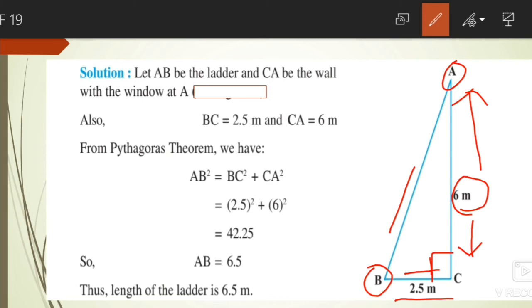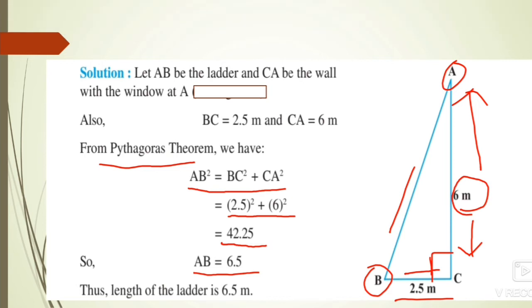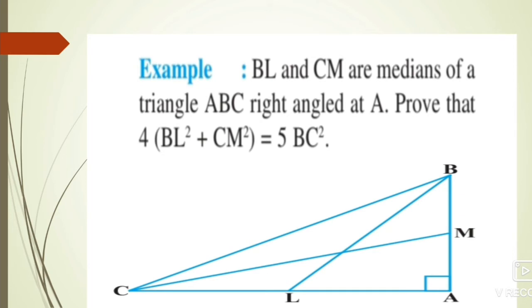So you can easily use Pythagoras theorem, and you will get AB square is equal to BC square plus CA square. In BC and CA, put the values. It is 2.5 square plus 6 square, that is 42.25. AB square is 42.25, that means AB is equal to 6.5. That is, the length of the ladder is 6.5 meter. In this way, you have to solve this question. This was a very easy question, right?